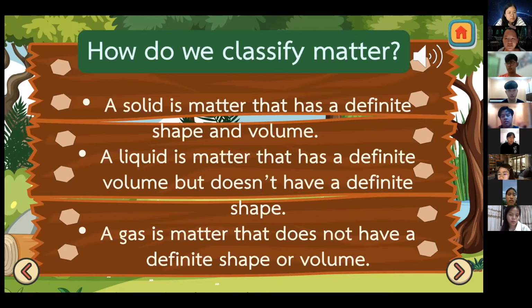I will explain it for you. A solid, like a remote, has a definite shape because I cannot change the shape of the remote, and it has a definite volume too. And a liquid like water. You see my water? Yes. Water has a definite volume but does not have a definite shape.